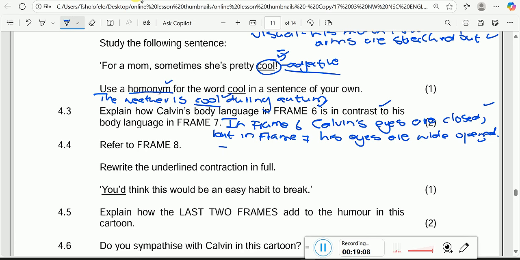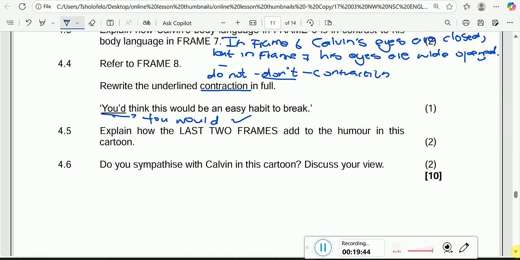Refer to frame 8, rewrite the underlined contraction in full. Remember, contractions are shortened words with the use of an apostrophe mark. For an example, if I don't want to say do not, I say don't. This we call a contraction in English, right? And you'd is a contracted word for you would. And then that's how you collect your mark.